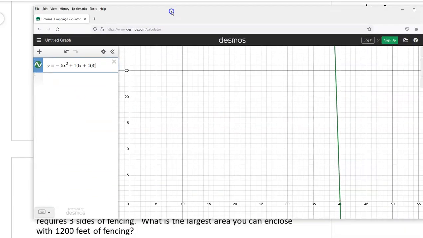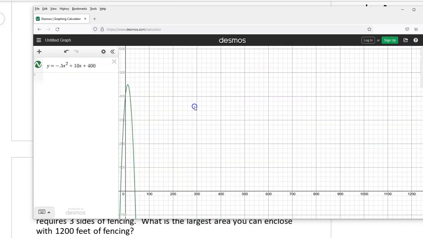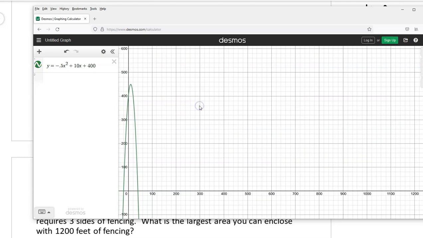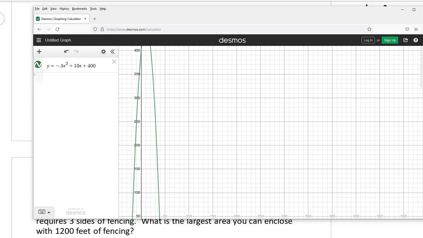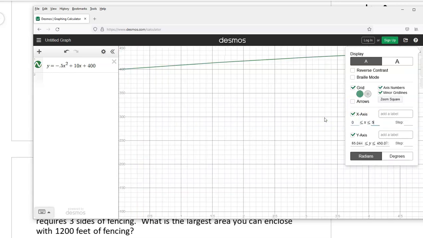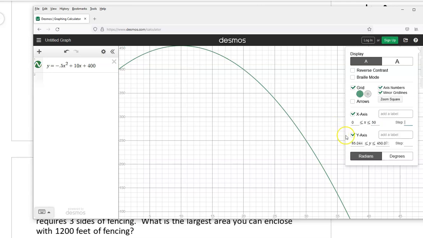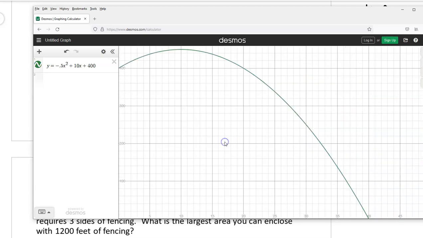Okay, so on this window here, I don't see a whole lot. I'm going to have to zoom out quite a bit so that I can see the maximum. Remember, we're starting at $400. So maybe a reasonable window would be to let my x's go from 0 to 50 and let the y's go from 0 to 450. Let's make it 460. Good to see the top of it.